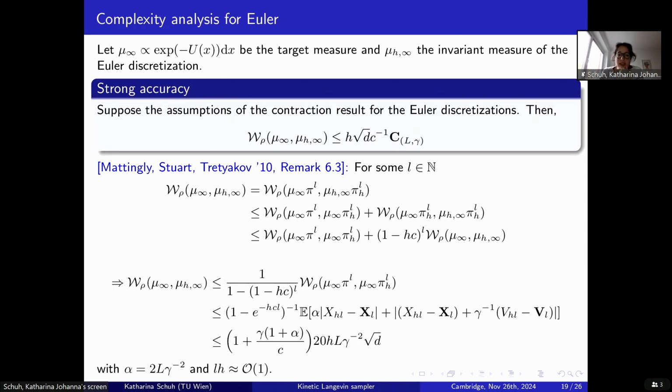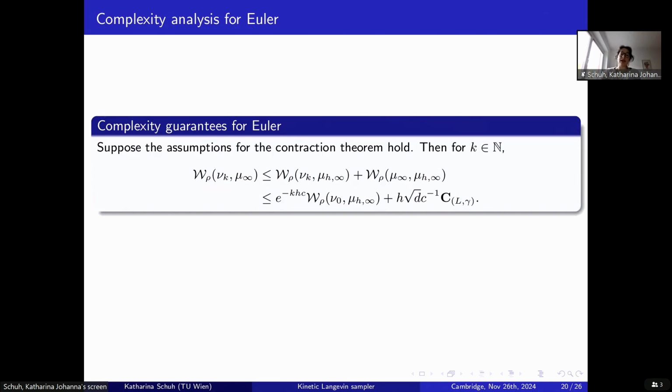And let me shortly mention this L was chosen such that L times H is of order 1. And so with this, we get a bound on the strong accuracy, or the bound between these two different invariant measures. And with this, we can get complexity guarantees for the Euler scheme.